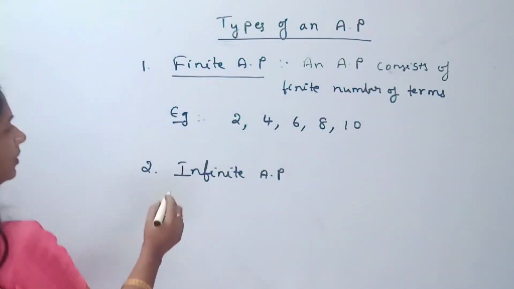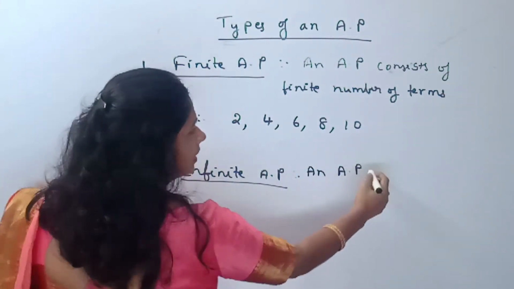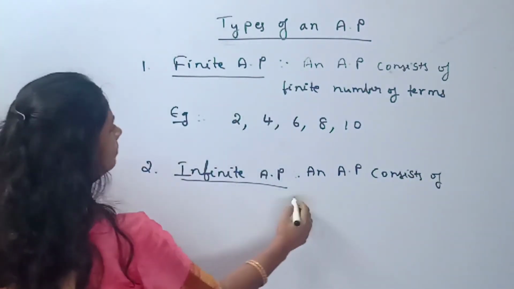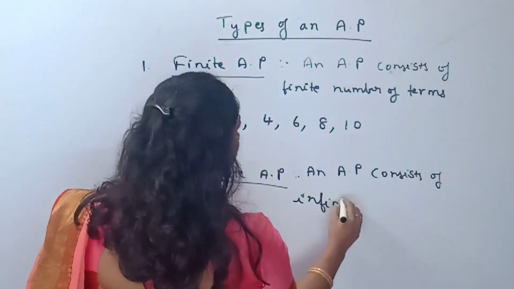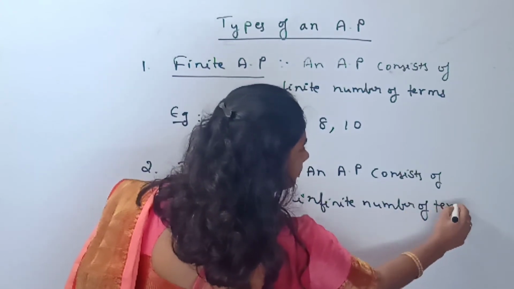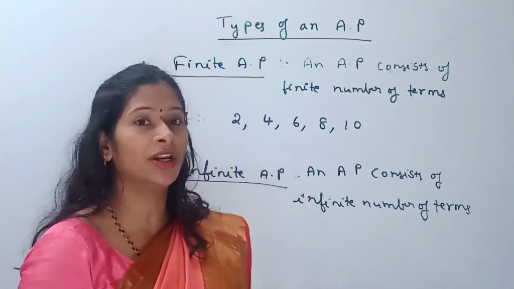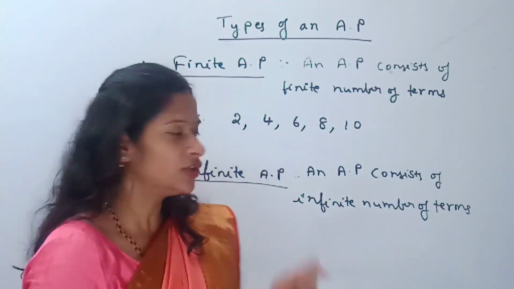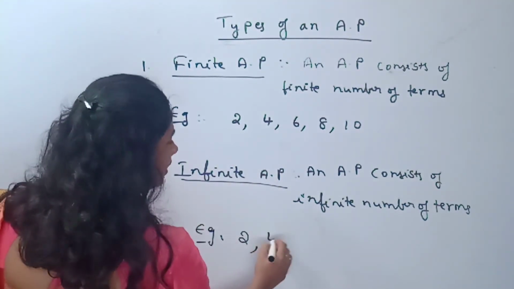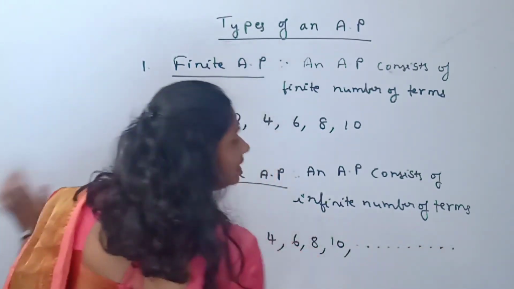Got it, no? Now infinite AP means an AP consists of an infinite number of terms. You cannot count how many terms are there. Let me write one example. Let me take this example only. If I write 2, 4, 6, 8, 10, and put dots and so on.